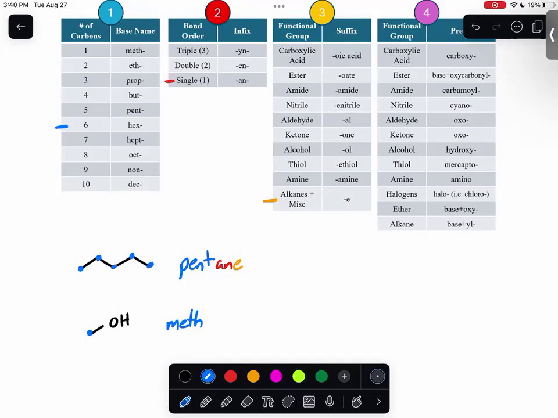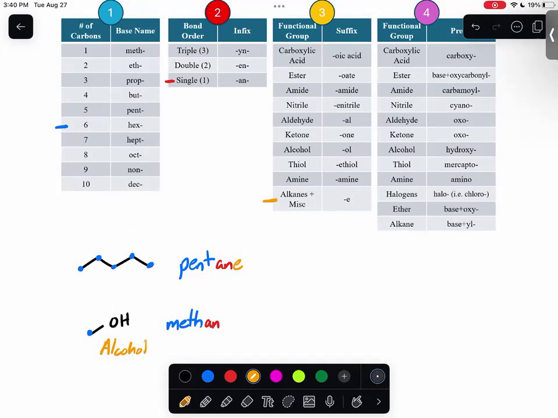Now we're looking at the bond order. There's only single bonds here once again. So that does mean that our infix is an. And then finally, our functional group. This time we have one. And the functional group in this case, we have this OH here that's connected to a carbon. As we talked about in our functional group video, this is an alcohol.